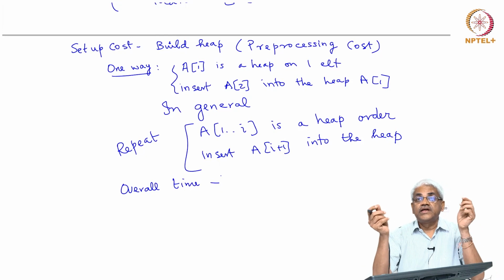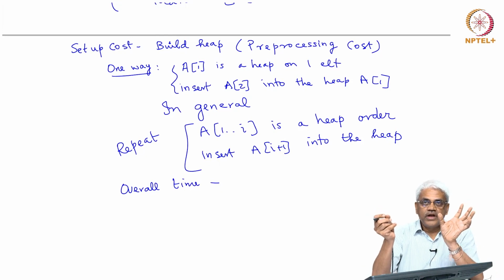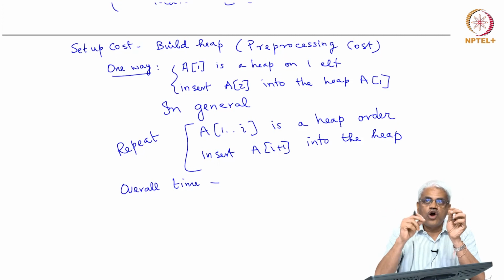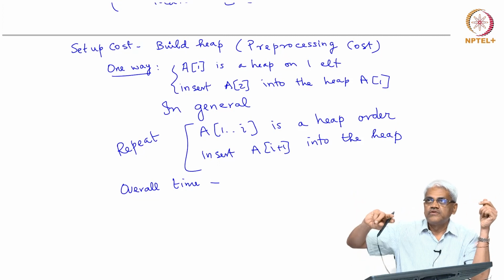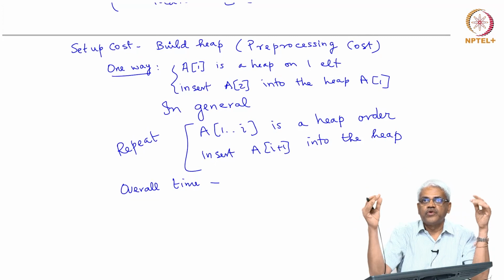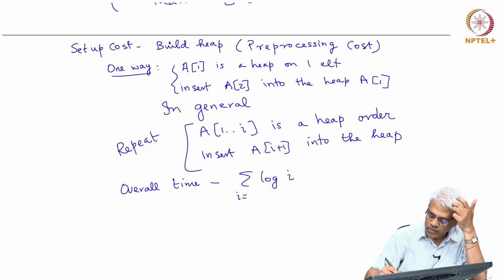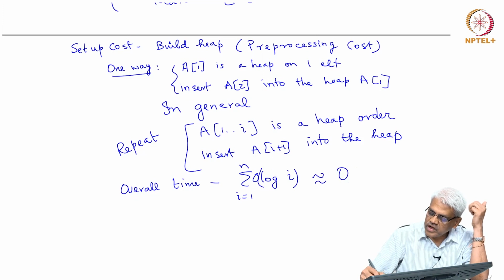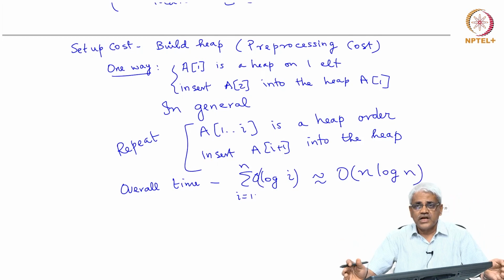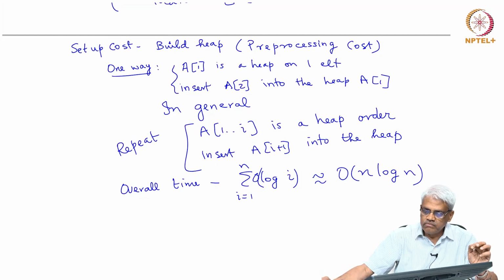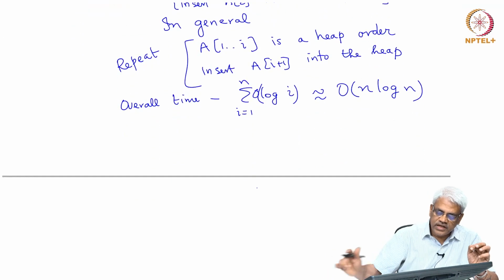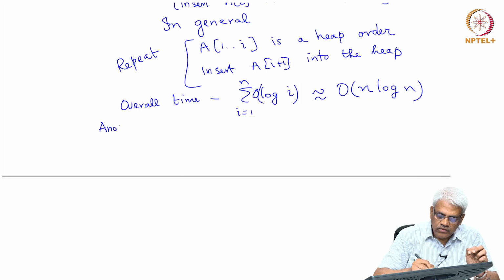because we've seen that inserting an element into a heap on i elements will take log of i time, since you compare it with the parent and keep doing it. So overall it will be the summation of log i, going from 1 to n. So this is roughly order n log n. It's like log n factorial, which is asymptotically order n log n. But there is another way, which I am not going to tell you.